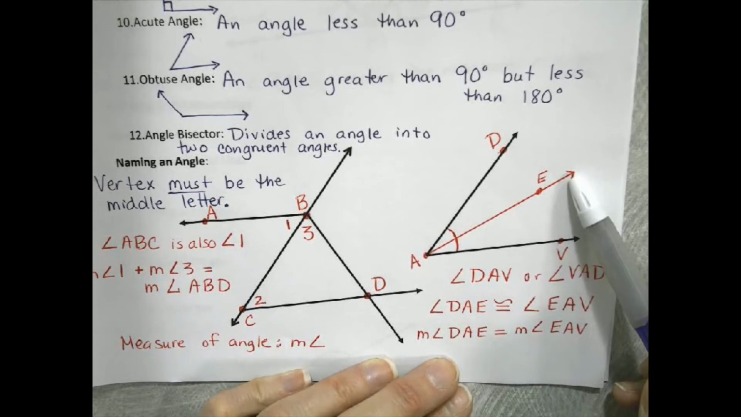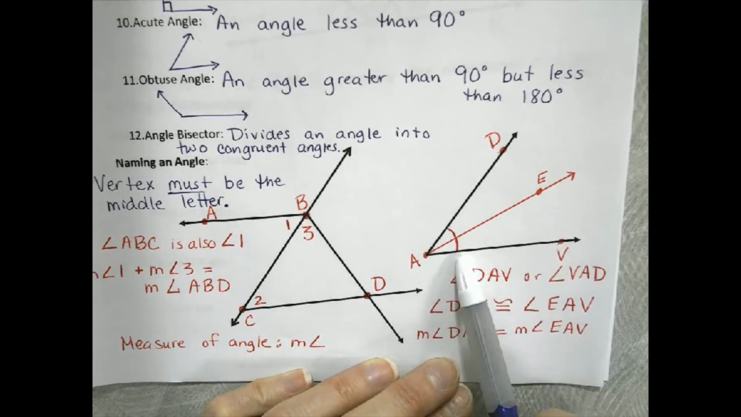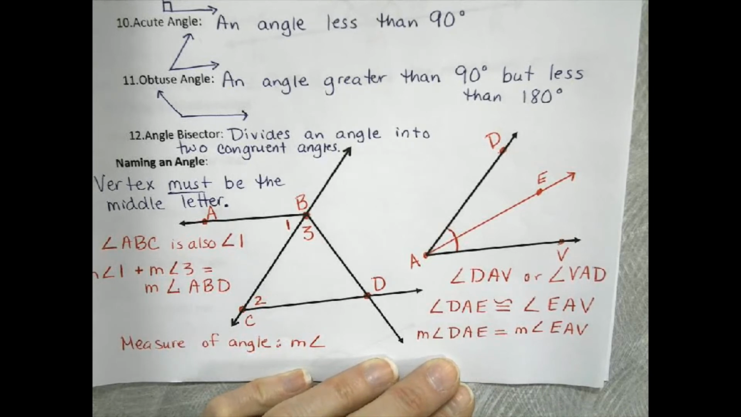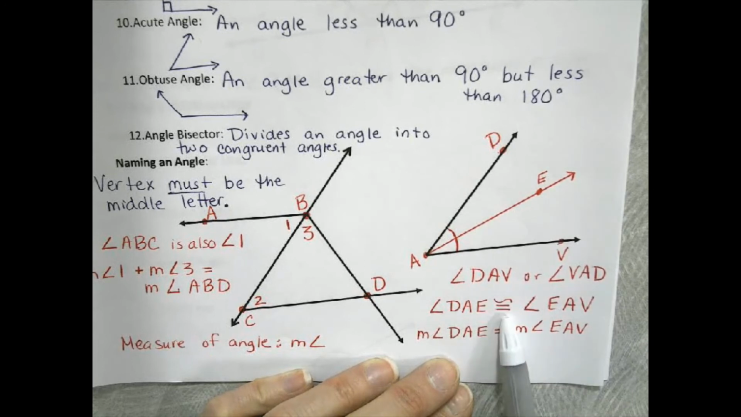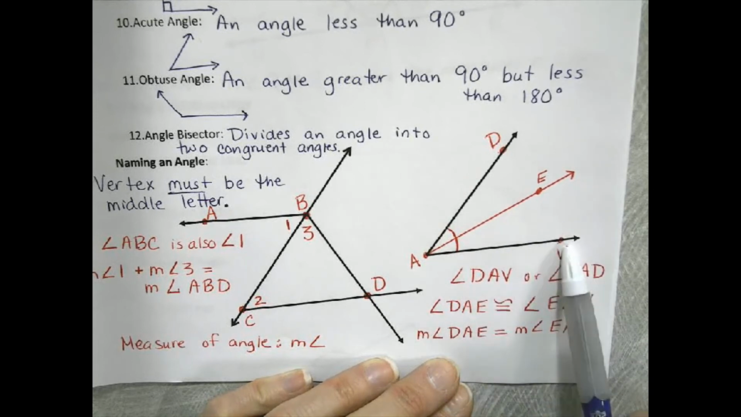I've used a single mark to show that the two halves are equal, and I could say that angle DAE is congruent to angle EAV. This means that I'm simply stating that they are congruent.